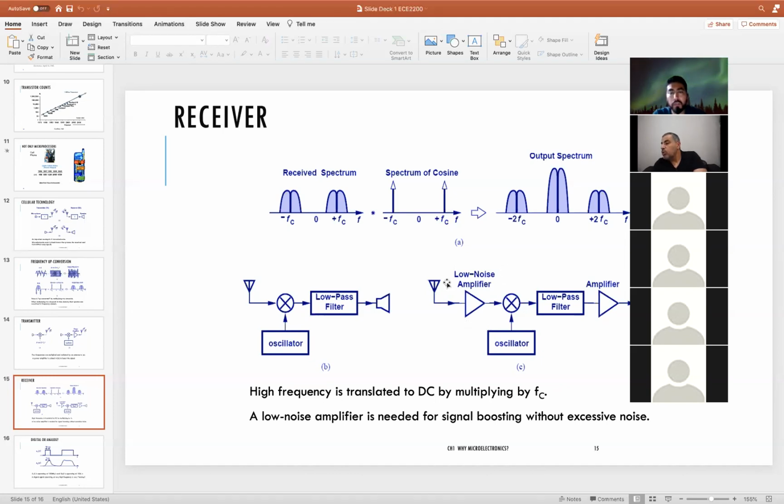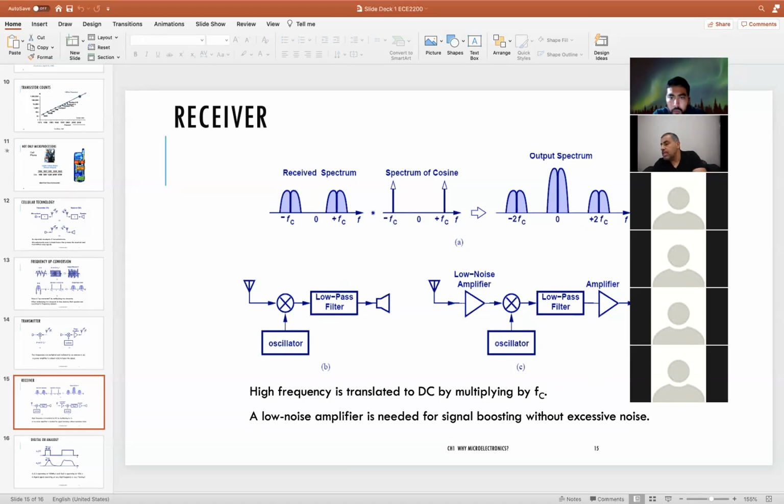That's a low noise amplifier, because it needs to be low noise to be able to accurately amplify a very small signal. Again, you need the oscillator, the multiplier, and the low pass filter, and then you need an amplifier. The typical speaker input impedance is pretty low, in the tens or hundreds of ohms. That's difficult to drive, so you need an amplifier to do that.